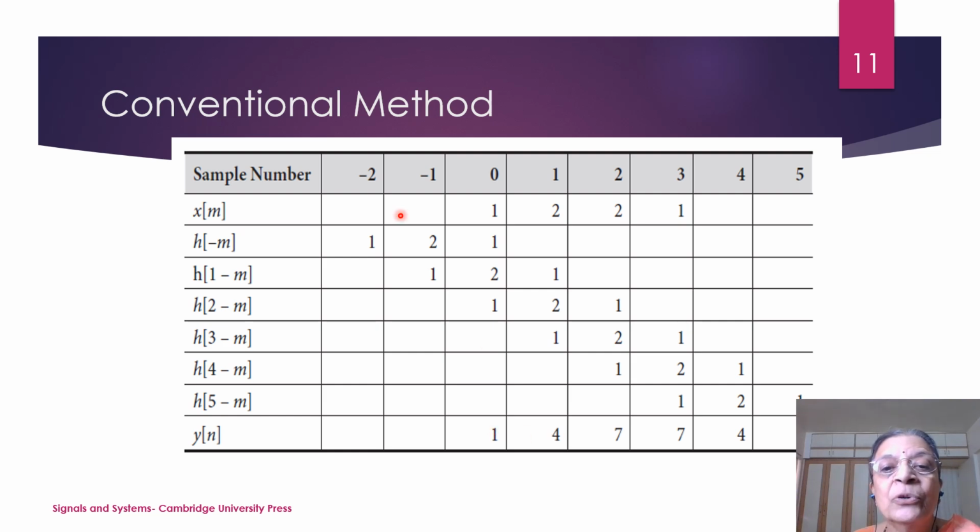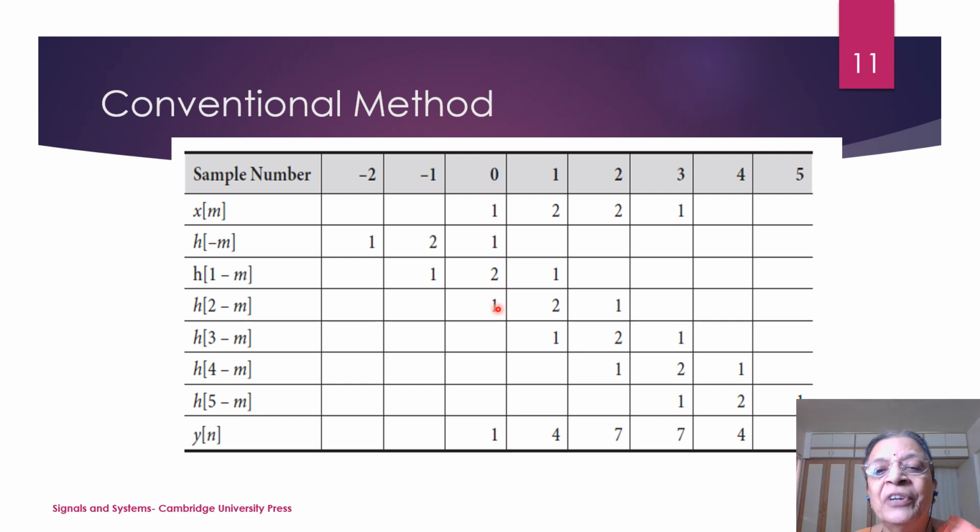At n equal to 2, what am I doing? I am just shifting this h of minus m, so I am making it h of 1 minus m. So it becomes 1 here, 2 here and 1 here. So 2 into 1. Now I do sample by sample multiplication: 2 into 1 plus 2 into 1, so 2 plus 2, 4, it comes here.